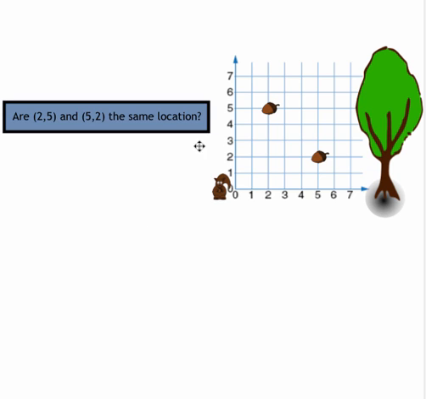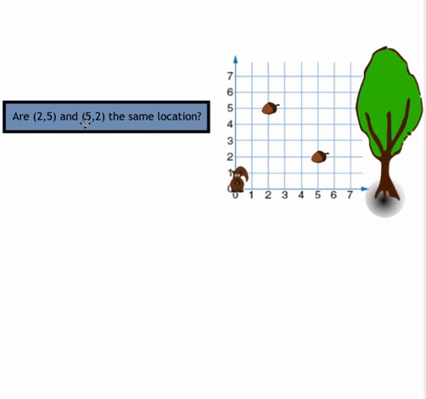Why don't we show Mr. Nutty going to get them just for review of finding these points? Sure. Let's do the first one, (2, 5). So Mr. Nutty has to walk over 2, 1, 2, and then up 5 to get his first acorn. 1, 2, 3, 4, 5. Ooh, that's kind of a long walk up. Okay, and now he comes back down.